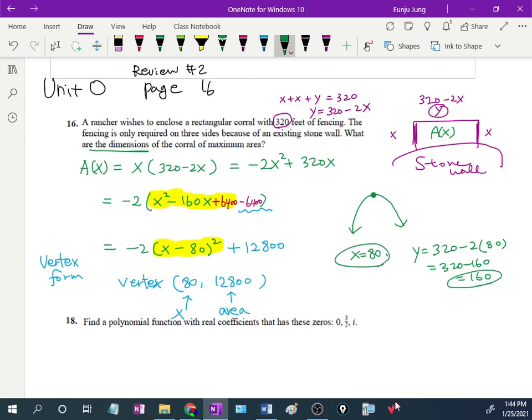So the dimension will be, we usually go with the length first, right? So 160 by 80. What is the unit? Feet, right? So I can say 160 feet by 80 feet, and that's going to be the dimension for this problem. So we are using a quadratic function to find the maximum or minimum case. By looking at the extrema, we can tell the maximum or minimum in the word problem.